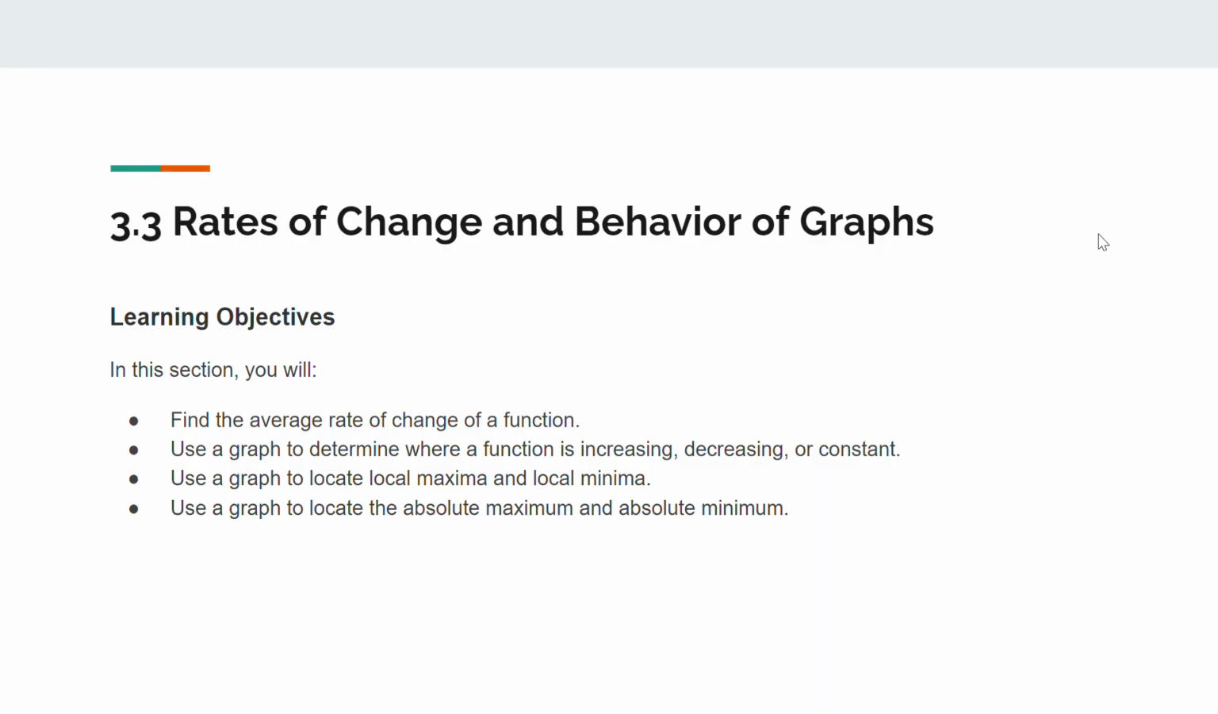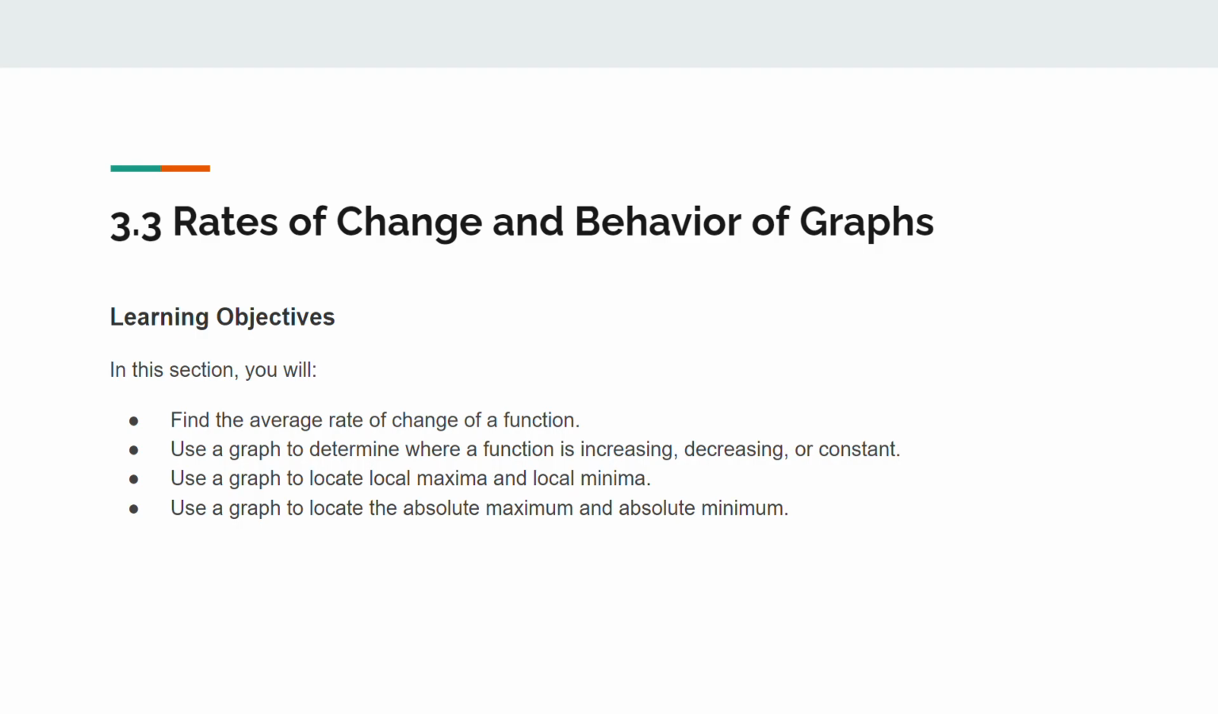The topic we're going to be discussing today is rates of change and behavior of graphs. Here are the learning objectives. In this section, you'll learn to find the average rate of change of a function. Use the graph to determine where a function is increasing, decreasing, or constant. Also, use the graph to locate the local maximum, local minimum, absolute maximum, and absolute minimum.